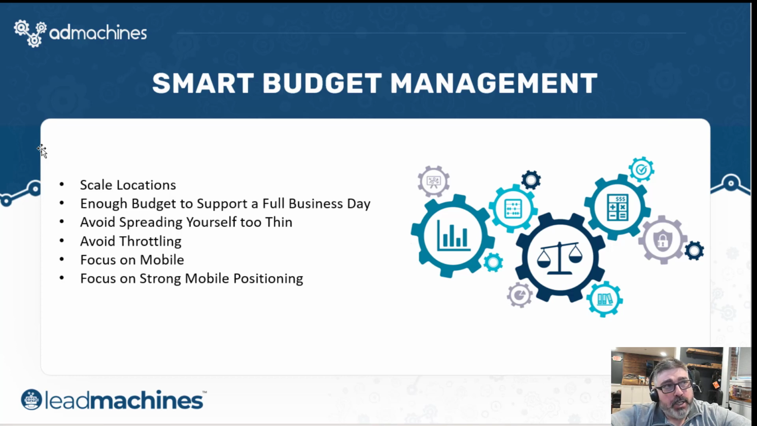To avoid throttling, you don't want Google to start and stop your ads when they see fit. You want to be in complete control when your ads appear. If you have a limited budget, Google will try to show your ad throughout the course of the day, but you may not be capturing the demand pockets. You definitely want your budget focused on mobile, and we want strong mobile positioning. So not only do we want to be on mobile, but we want to be in a strong position. First, second position does very well in this campaign.